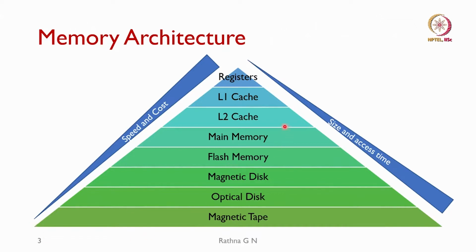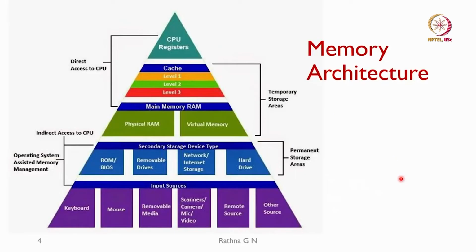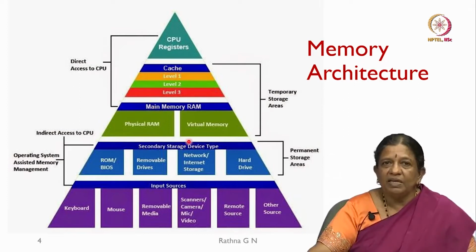Whereas in the case of size and access time, size is very small in this, and access time for the registers is the smallest, whereas for the magnetic tape it is the last one. Size is, as we know, a lot of it what we can store, and access time is going to increase. So, continuing with the memory architecture.